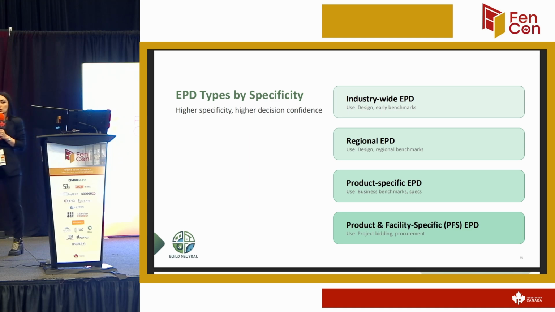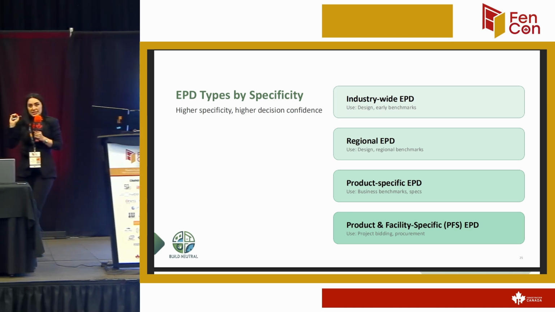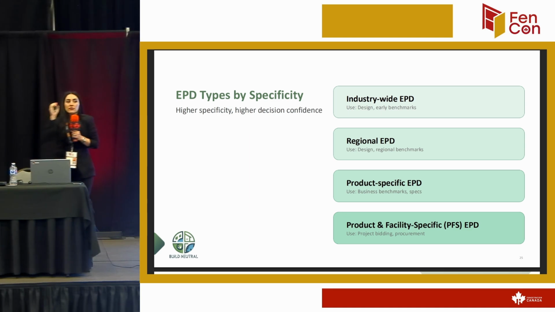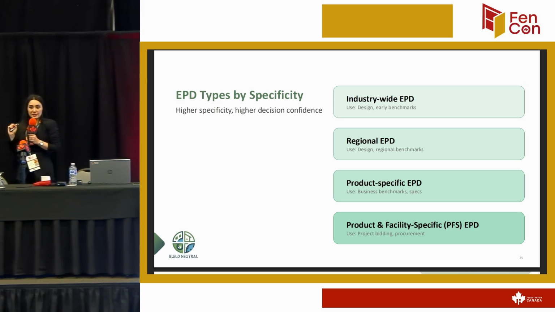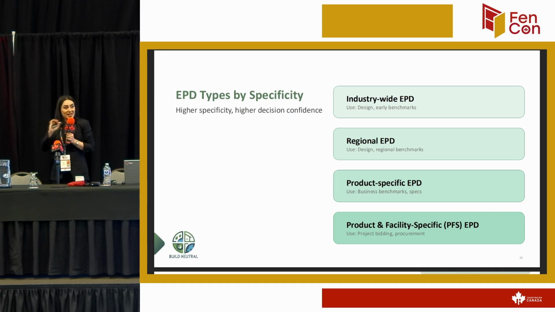Let's assume you have two different manufacturing facilities. One of them is in Calgary, one of them is in Vancouver, and you are producing the exact same thing. So you give me your data for your product based on both, and then that's product specific. But then you have product and facility specific. You say, okay, all this data is for Calgary. Then that's the most accurate one, right? We have all the locations, everything.